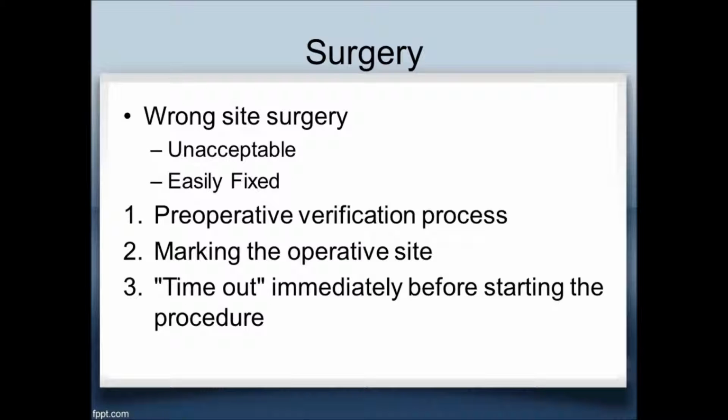The first malpractice issue with surgery is wrong site surgery. This is unacceptable, and it's easily fixed. The first step is to ensure all documents have been reviewed before the operation to understand what has to happen during the surgery. The second step is to mark the operative site. This seems minuscule, however, we don't want to take the wrong leg off.